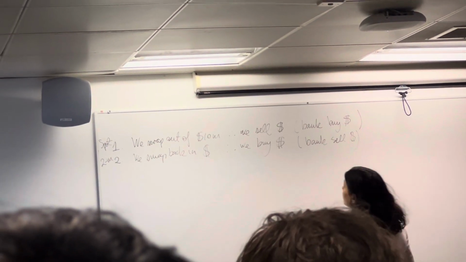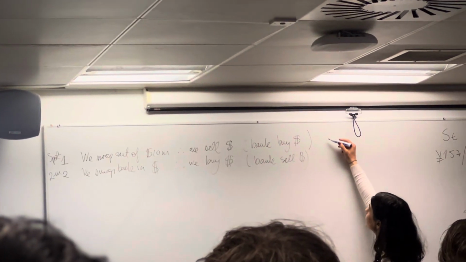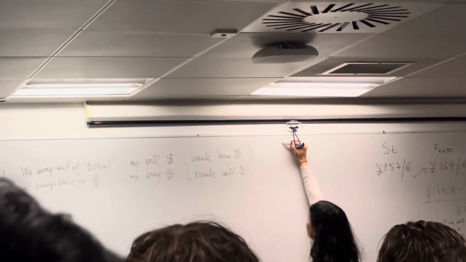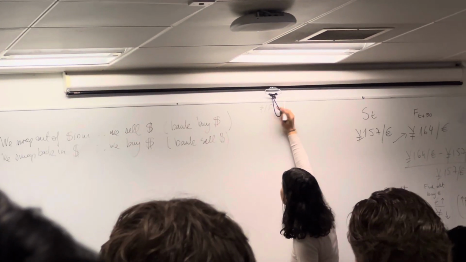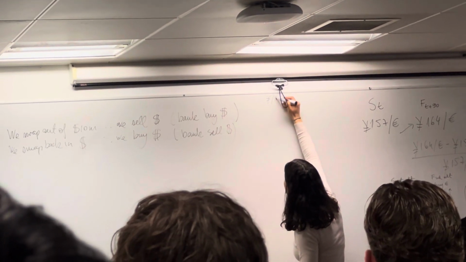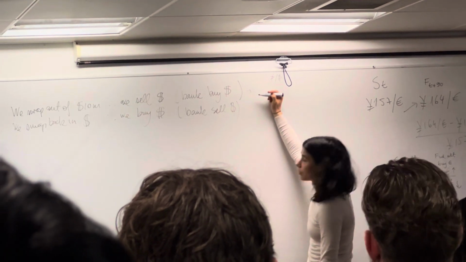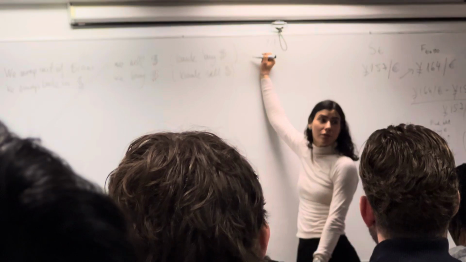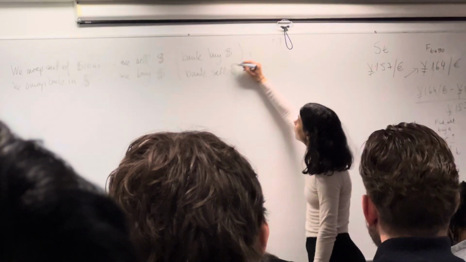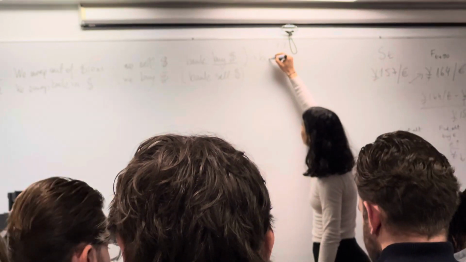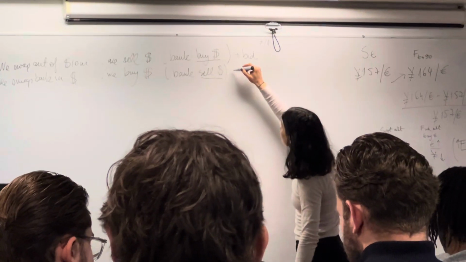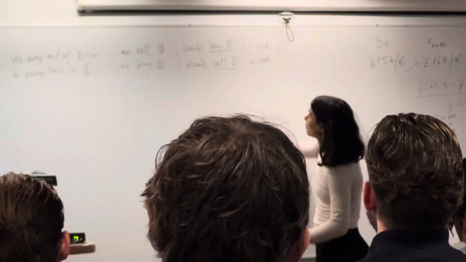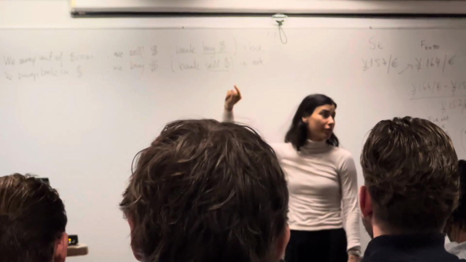Okay? So what rate do we use here, if the quote is yen over dollar? Bid or ask? Yes, bid. And here we use ask. And why? Because we always look at the bank's point of view.